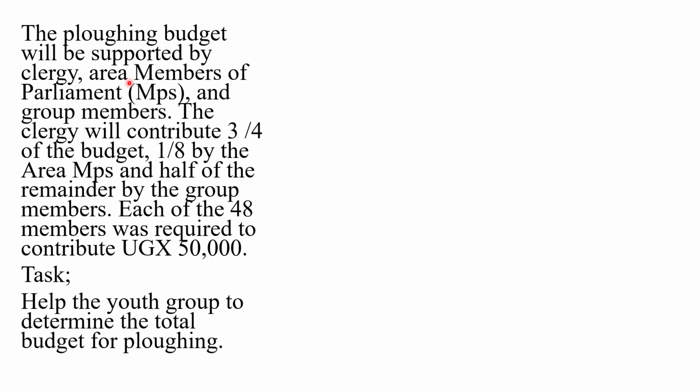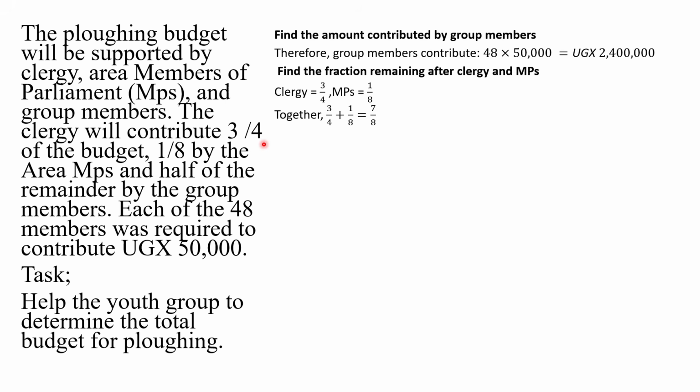Now we have also this paragraph for a fraction. Now here we have, first of all, extract your information. First of all, I'm seeing here a trick that each of the 45 members was required to contribute 50,000. So in that, first ask yourself, how much did they contribute in total? Group members contributed, that is 48 members times the contribution for each, giving us 2.4 million. So first of all, extract the information as I told you.